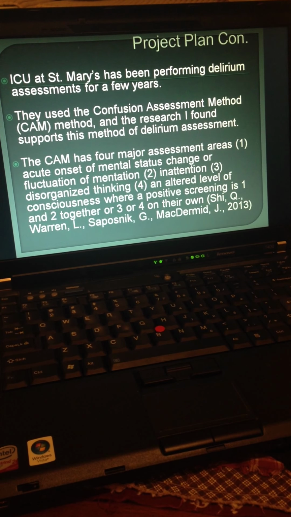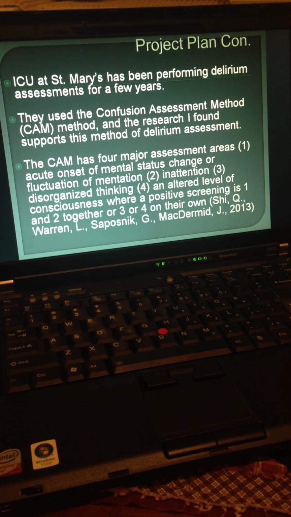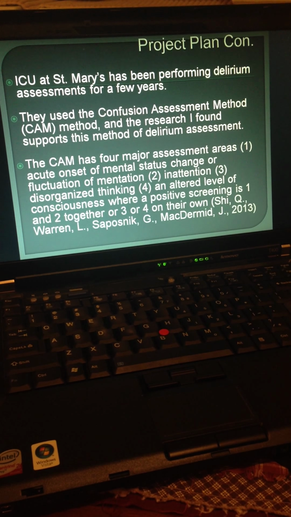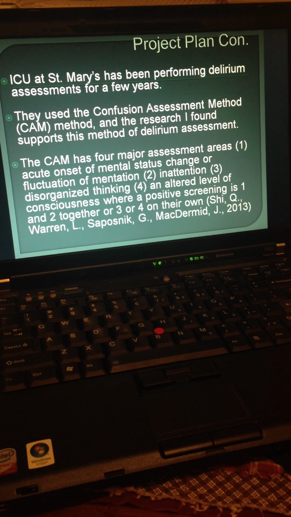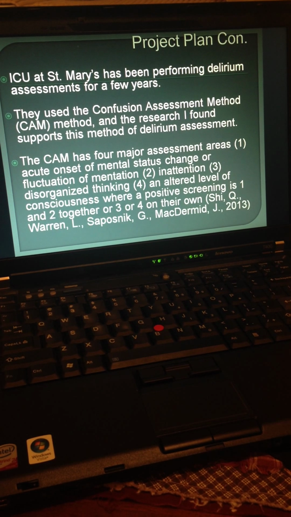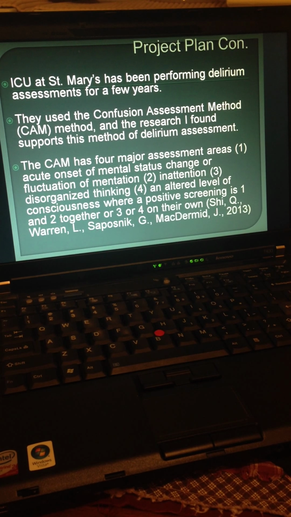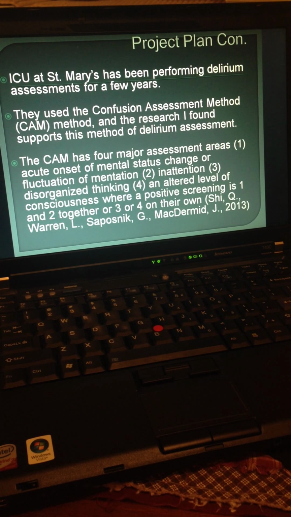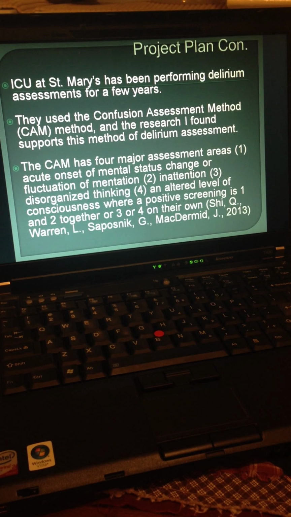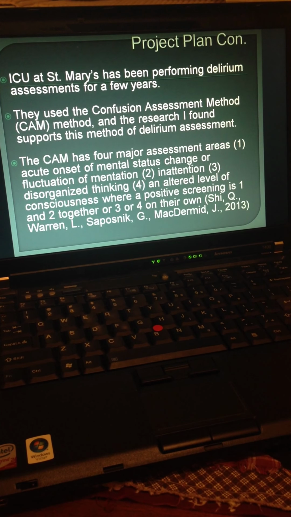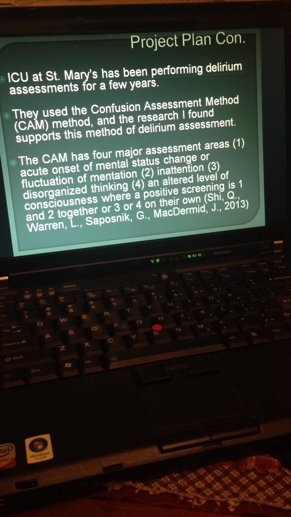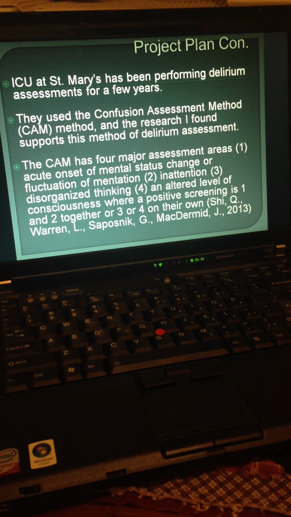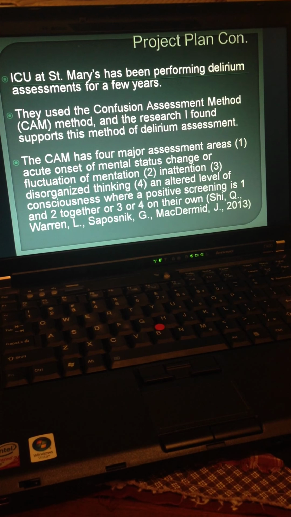ICU at St. Mary's has been performing delirium assessments for a few years now. They use the Confusion Assessment Method, or CAM method. The research I found supports this method of delirium assessment. The CAM has 4 major assessment areas. 1 is acute onset of mental status change or fluctuation of mentation. 2 is inattention. 3 is disorganized thinking. And 4 is altered level of consciousness, where a positive screening is 1 and 2 together, or 3 and 4 separately.